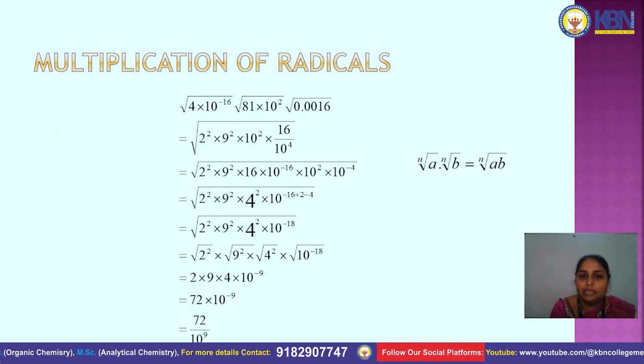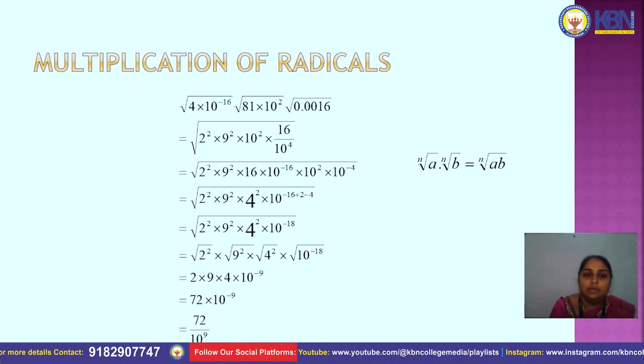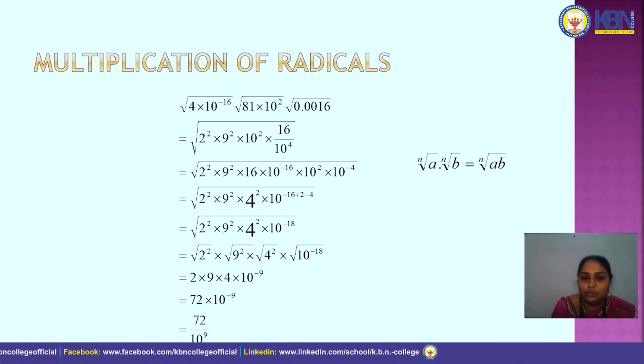4 into 81 into 16 by 10 to the power of 4 (0.0016 can be written as 16 by 10 power 4). Then it can be solved in a way that 4 can be written as 2 square, 81 can be written as 9 square, and 16 can be written as 4 square. After solving that, we get the square root of 2 square into 9 square into 4 square into 10 to the power of. When the bases are equal, we must add the powers. Here we have the powers minus 16 plus 2 minus 4, and the result is minus 18.